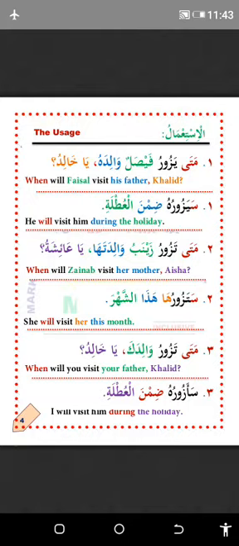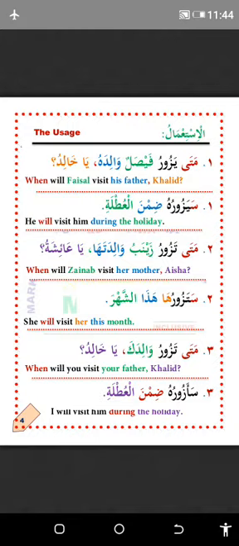سنزورها. For instance, سأذهب, I will go. سأرجع, I will come back. سأكل, I will eat. سأشرب, I will drink. So the sinun indicates a future action, an action that is going to be carried out in the time to come, but not now. So ستزورها, she will visit her. هذا الشهر, this month.